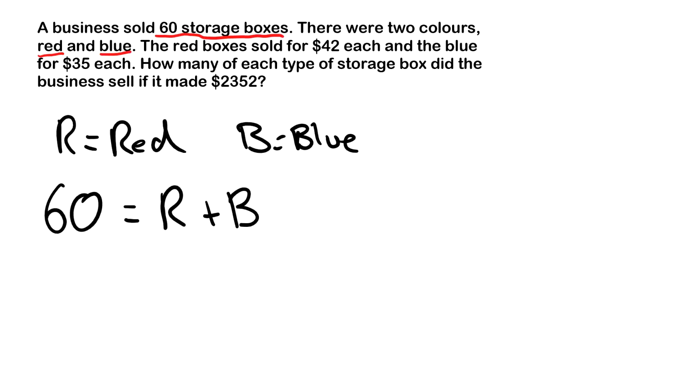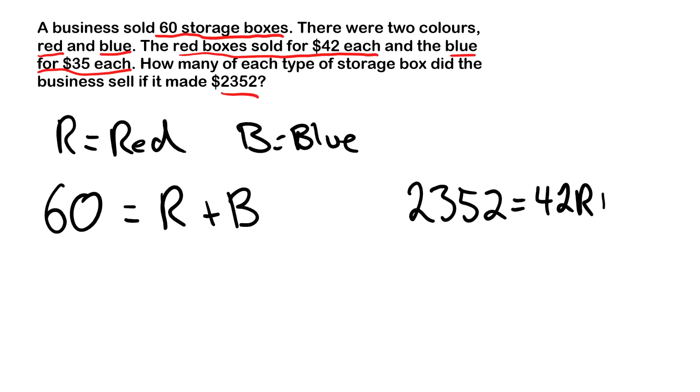Now the second one has a bit of information going on. We know the red boxes are selling for 42, the blue boxes are selling for 35, and we made 2,352. So we can use that. So 2,352 has to equal the money for the red boxes times how many red boxes we sold, plus the money for the blue boxes and how many blue boxes we sold. All right? So now that we got that, I'm going to look at which one of these is easiest to rearrange and modify to substitute in. So I'm going to work with this over here, okay?